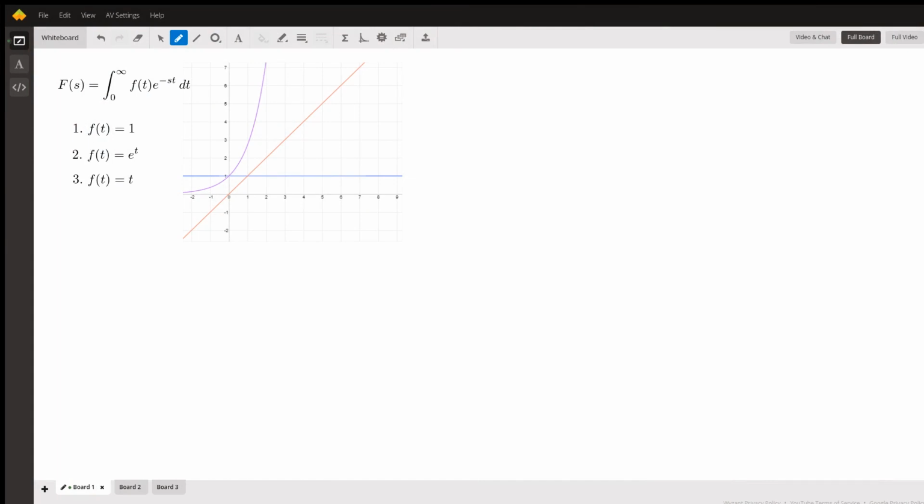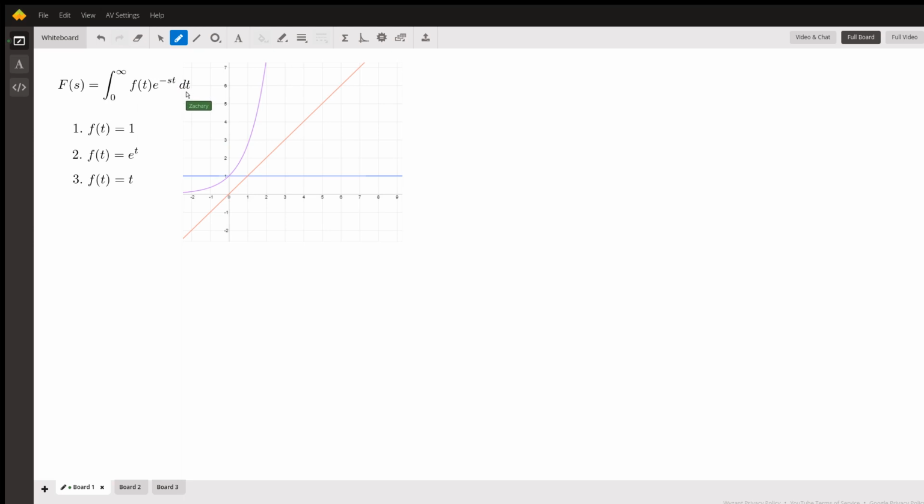Okay, this question comes from Lucas asking what the Laplace transform is for three different functions. So we have f of t equals 1, f of t equals e to the t, and f of t equals t. And the definition of the Laplace transform is what he gave in the question. So it's the integral from 0 to infinity of the function in question times e to the minus s times t dt.